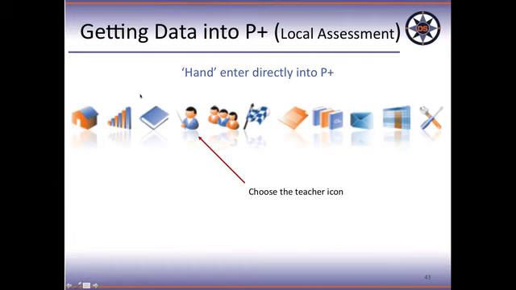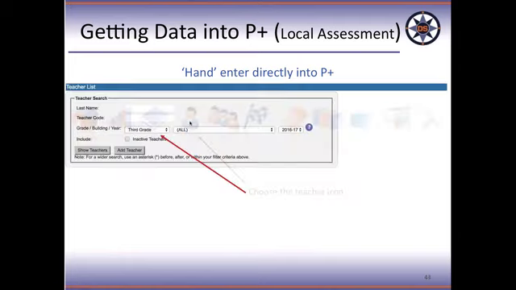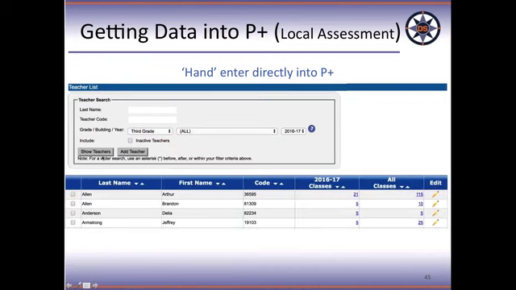This is how you would hand enter, and this happens a lot. You could do it with F&P, you can do it with the DRA. If the teachers give an end of unit assessment or a mid-year or end of year assessment, and you have the framework set up in P+, the teacher would go into the teacher icon and choose. Usually teachers can only see themselves, but if they can see more, you would choose the grade, show the teachers. You get a list of these third grade teachers. Pick the class.